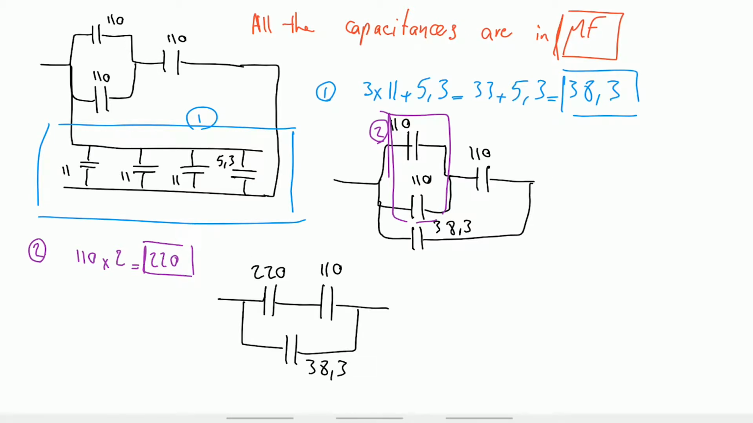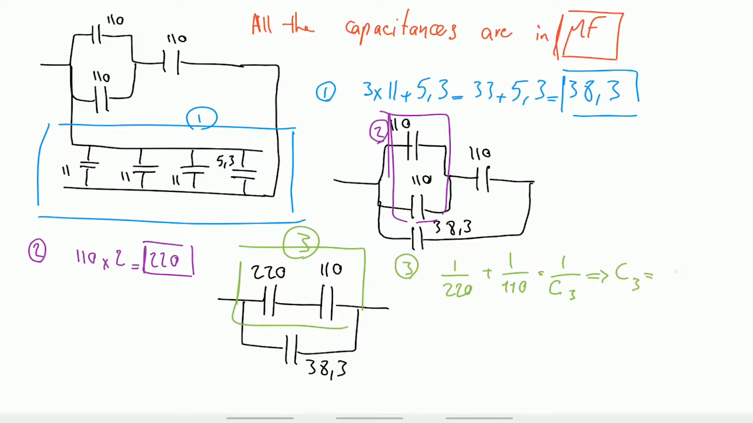So in this part, we calculate the third section of the simplification. As they are in series form, 1 over 220 plus 1 over 110 equals 1 over C3. Therefore, C3 equals 220 over 3, which is... And in the next part, I draw the last circuit for the simplification.